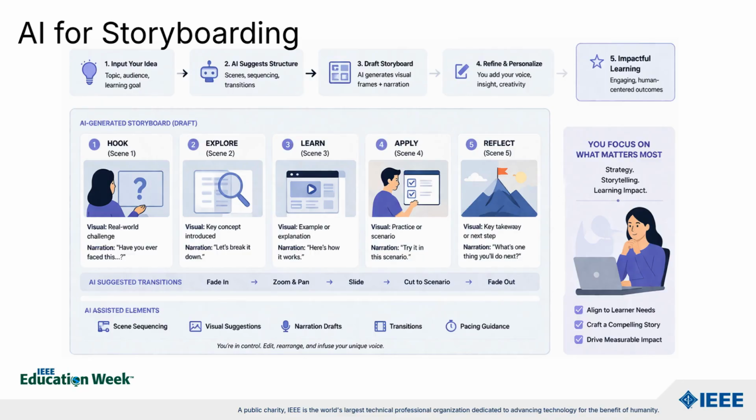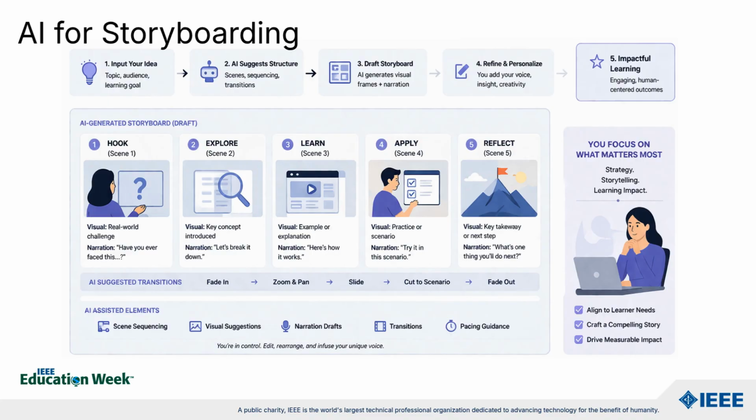AI can help you draft initial storyboards by suggesting structure, sequencing, and transitions. This frees you to focus on creativity and strategy. Artificial intelligence is transforming how we approach storyboarding in instructional design. Instead of starting from a blank page, AI helps us quickly generate a structured draft suggesting scene flow, sequencing, and transitions. This allows us to move faster from idea to visual concept.